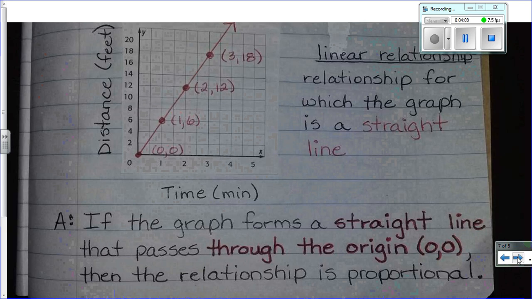So the answer to our question of how will the graph of time and distance show us if the relationship is proportional is that if the graph forms a straight line that passes through the origin, 0, 0, then the relationship is proportional. So we can see that this graph right here, it is in a straight line, it's linear, and it also goes through that origin point, that 0, 0. So this relationship between time and distance is proportional.